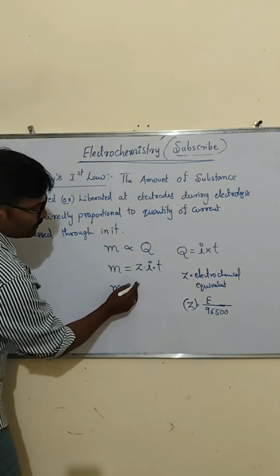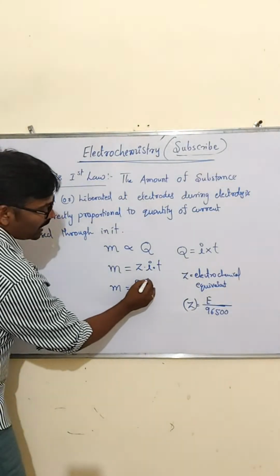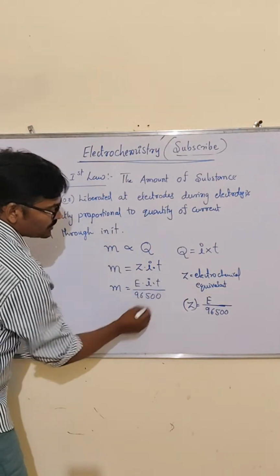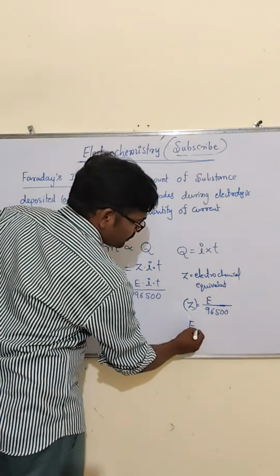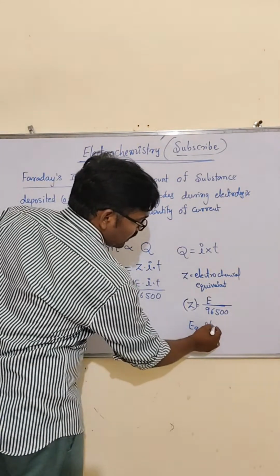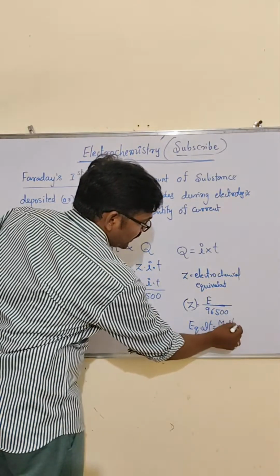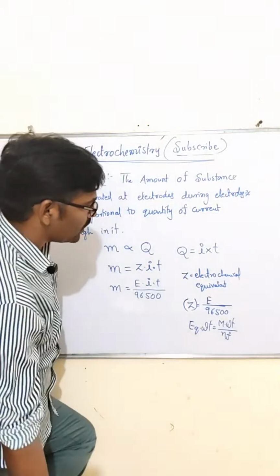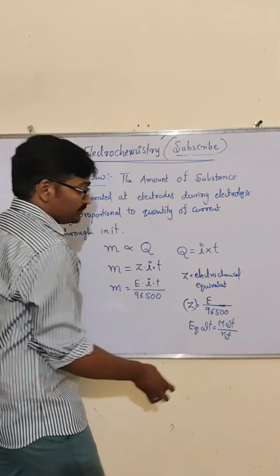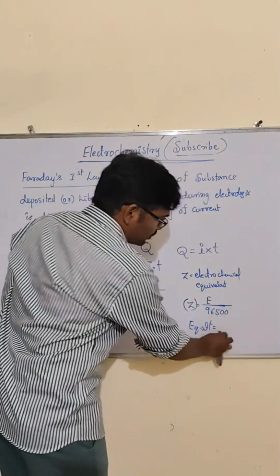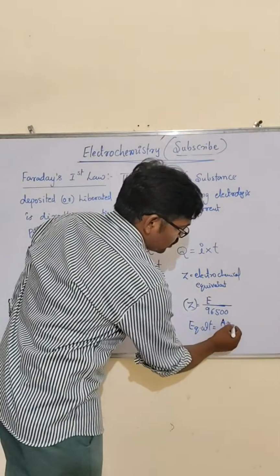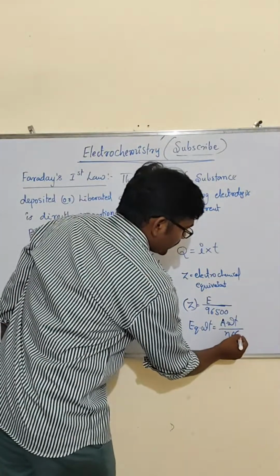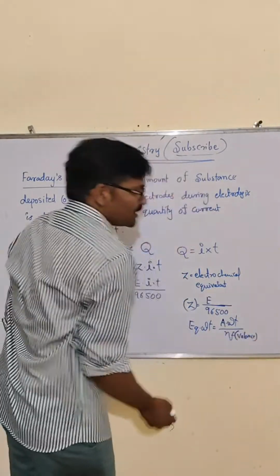So M equals, in the place of Z, we can substitute E into I into T divided by 96,500 coulombs. E is nothing but the equivalent weight. Equivalent weight is molecular weight divided by n factor. Here it is not molecular weight, sir, the substance deposited is in the form of atoms, so we can take it as atomic weight divided by n factor. So what is the n factor? N factor is nothing but valency. Valency is the n factor here.